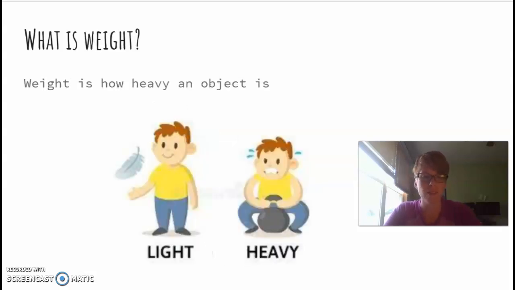Weight is how heavy an object is. And items can be light or they can be heavy, as our little friend here is showing us. A feather, or it looks like a weight there. It's how heavy an object is.